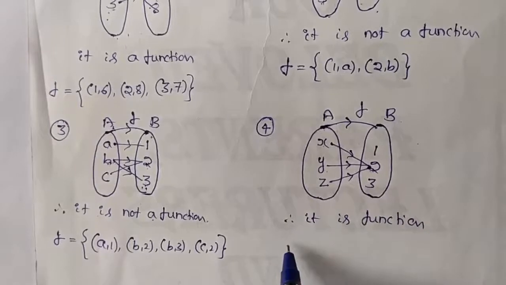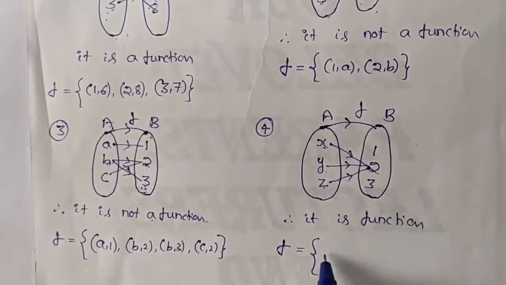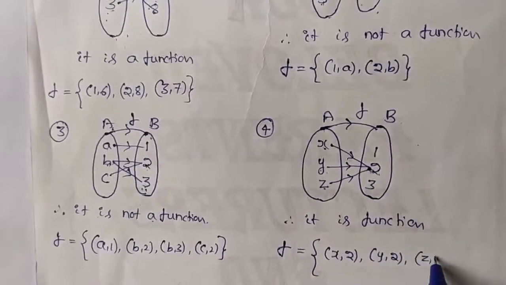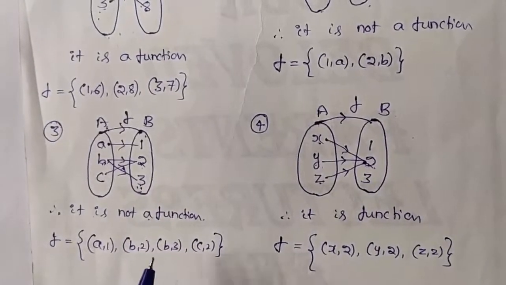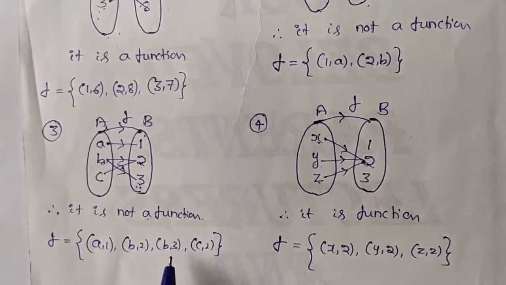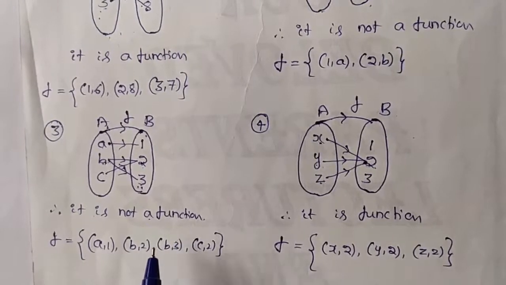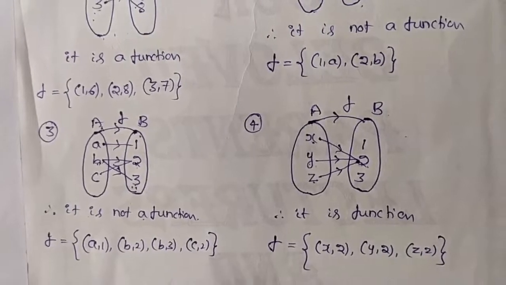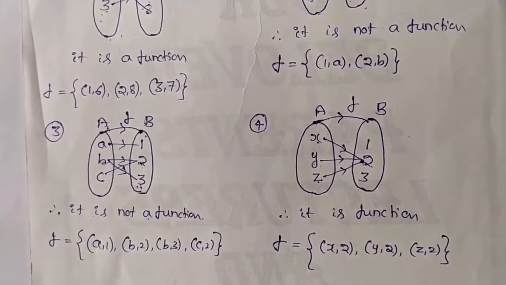Let us write this in a roster form. F equals to {(x,2), (y,2), (z,2)}. So these are the examples to verify whether it is a function or not a function. You just read the definition of a function, then you come to know about the examples, right? It is a definition of a function along with their examples.